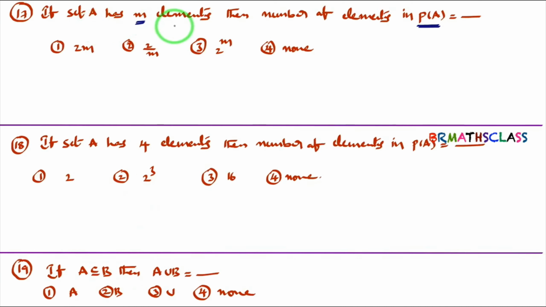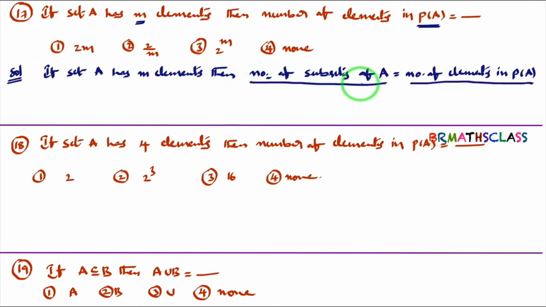If set A has m elements, then the number of elements in P of A. Here you need to remember this point. If set A has m elements, then the number of subsets of A is the same as the number of elements in P of A. Because what is P of A? P of A means the power set of A, the set of all subsets of A. Here the number of elements in P of A is what they are asking. That means 2 power m elements will be there. So what will be the right option here?